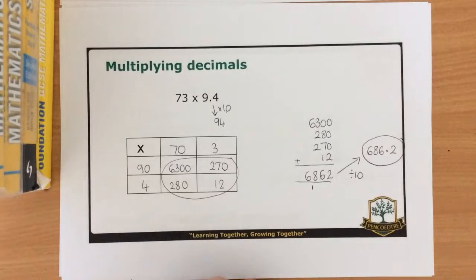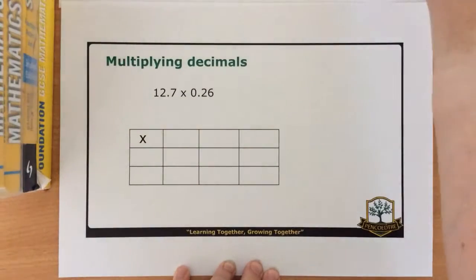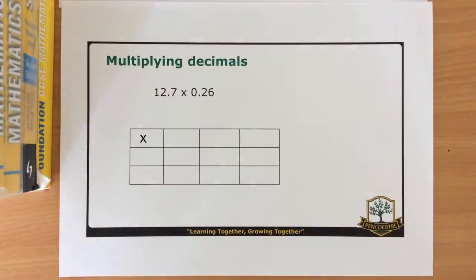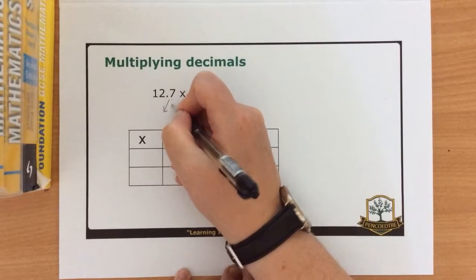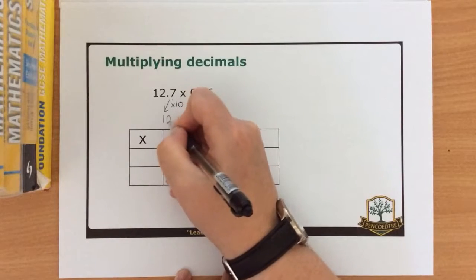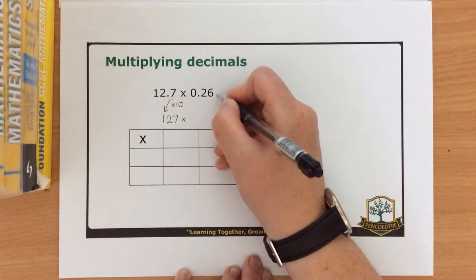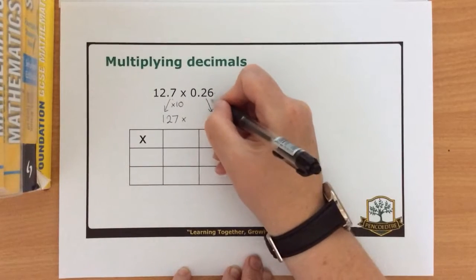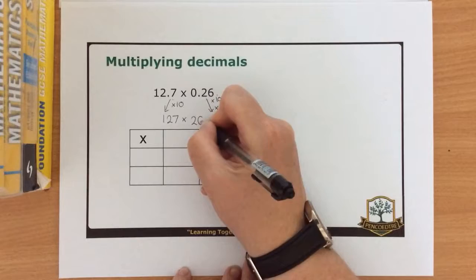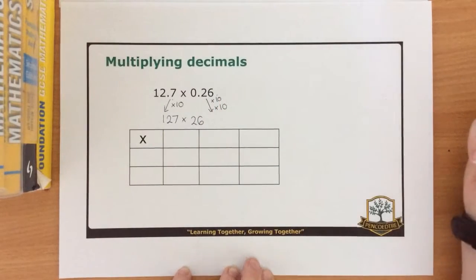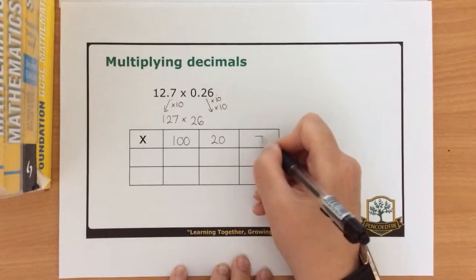We can use this method to do two decimals multiplied together. In this case, I have got a number that has one number after the point, which I will multiply by 10, giving me 127. But I've also got a decimal that's got two numbers after the point. So I will need to multiply by 10 and multiply by 10 again to get that to be a whole number. Again, we'll still use the grid method. So 127.